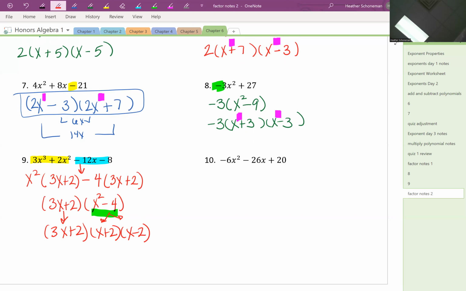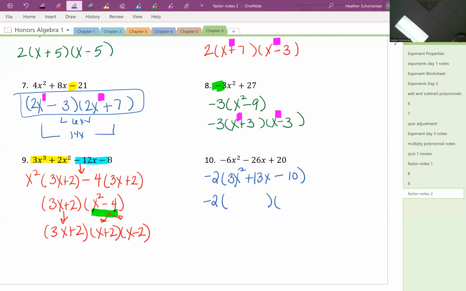All right, last one, number 10. We've got to look for greatest common factor, and we know it has to have one because it starts with a -6. So it looks like I can take out a -2. So I'm going to take out a -2, and that leaves me with 3x squared. Remember, it's going to change the sign, so positive 13x and minus 10. Okay, well, I still am going to have to guess and check, but now my numbers are significantly smaller. So that's going to help out.